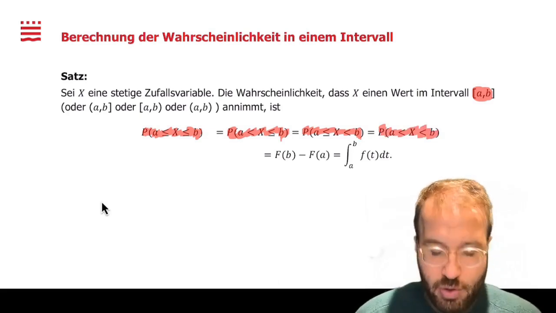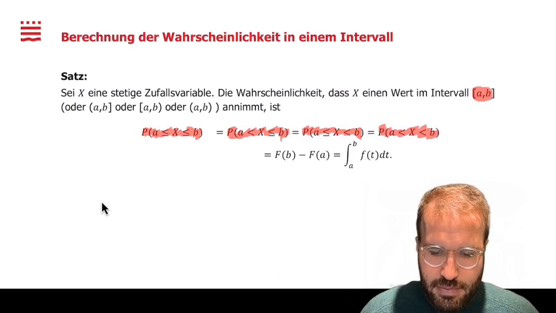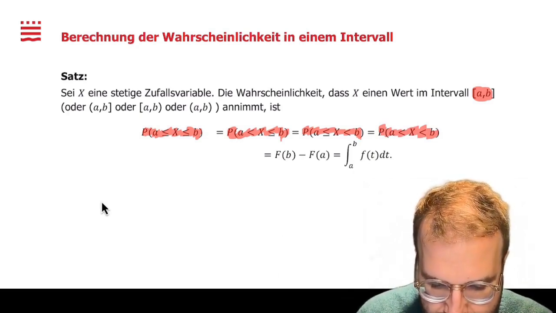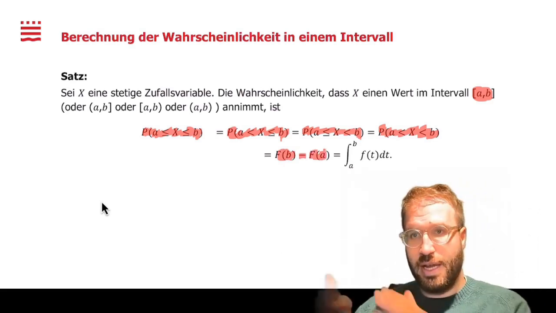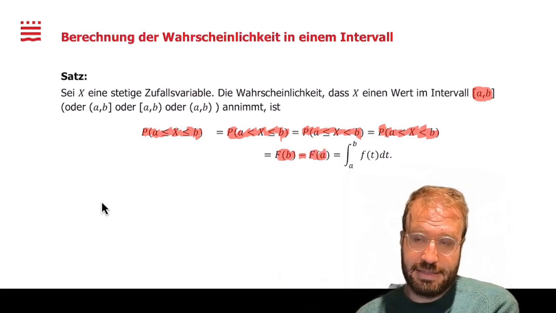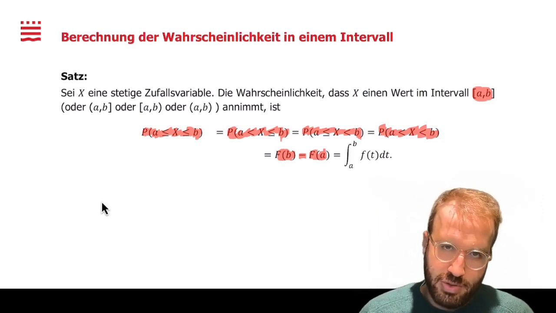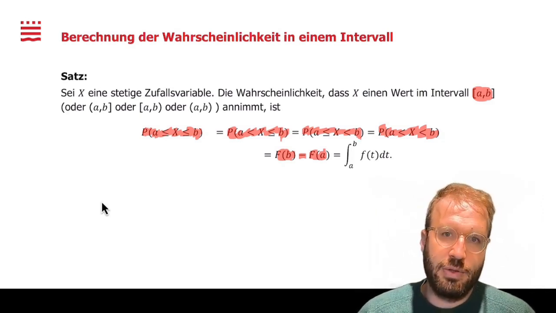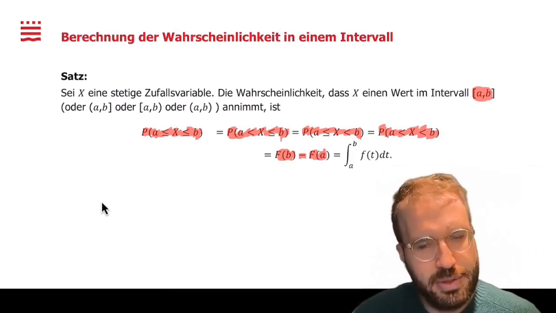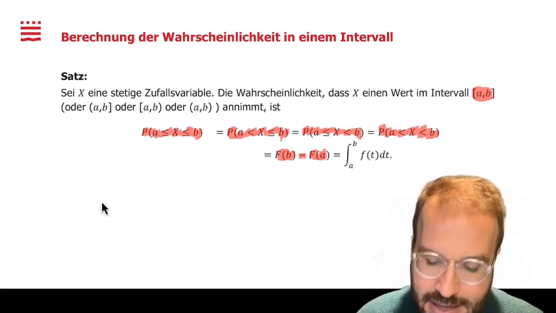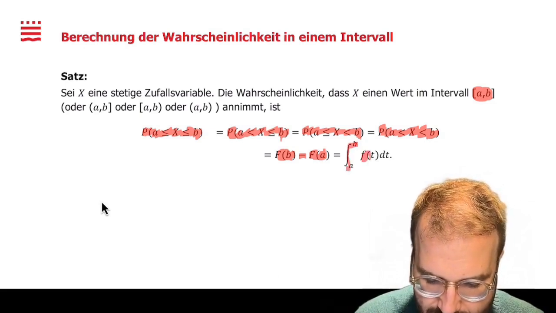And the nice thing is now I can also determine this probability through the density function. On one hand, it is naturally the distribution function of b minus the distribution function of a. So I look at how high the probability is that it is less than or equal to b and subtract the probability of it being less than or equal to a, then I get exactly the interval. This works just like in the discrete case. And if we now apply the fundamental theorem of differential and integral calculus again, then it is nothing other than the integral from a to b of the density function.